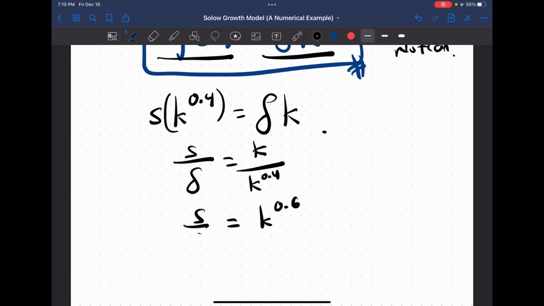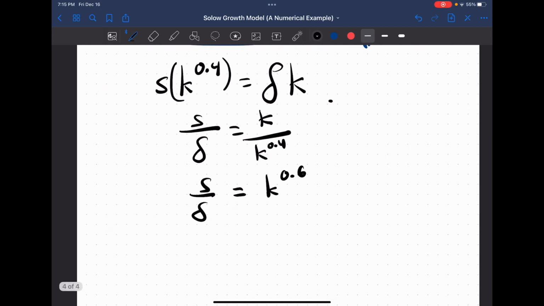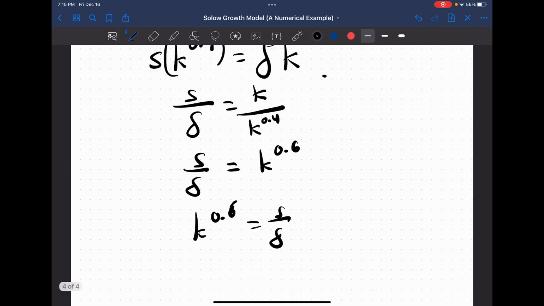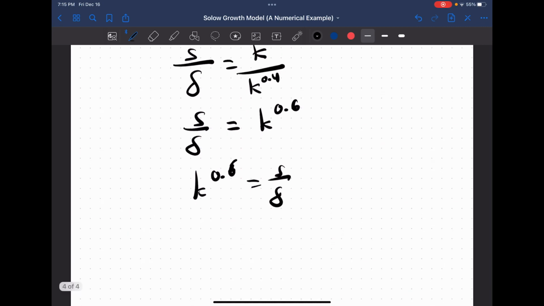this, right? But now we want to know the capital. We don't want to know capital to the power of 0.6. We just want to know what's capital. So now that needs a little math. So let me rewrite it in a nicer way here. Now, in order to isolate this capital, we must put a power of the reciprocal here.